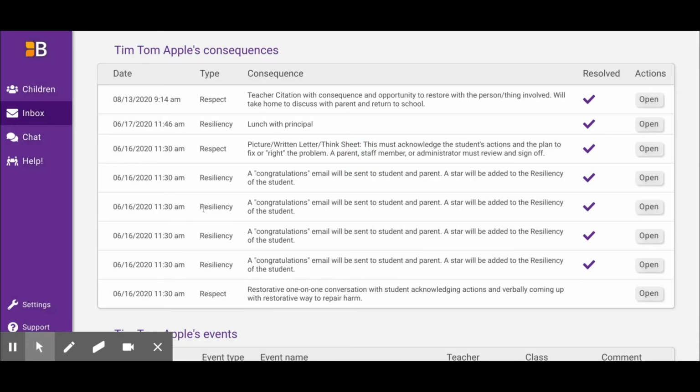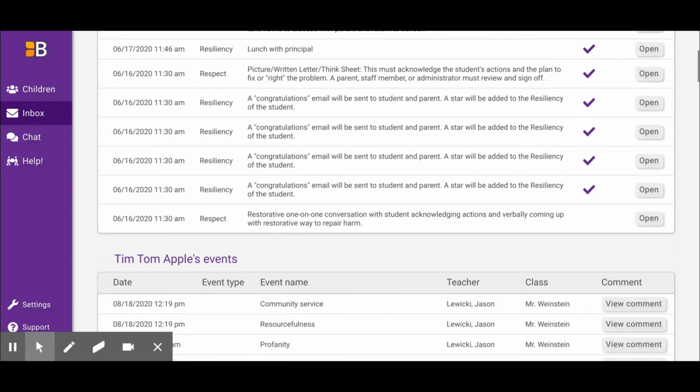You can also see that your student has had positive interventions. So when you look right here at resiliency, that means your student was actually rewarded with a parent email or a star or something of that nature. But do keep in mind that you'll be able to track every time that bubble fills or every time a star is filled, what exactly did happen at the school level, which is easier for you to keep track of.